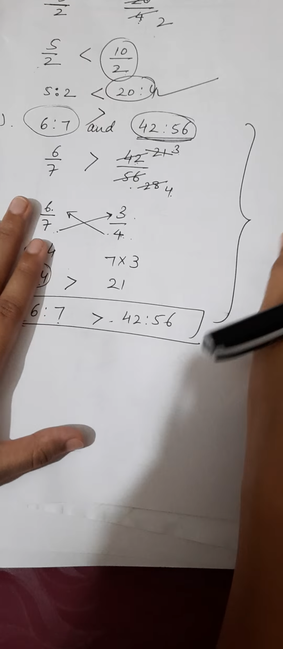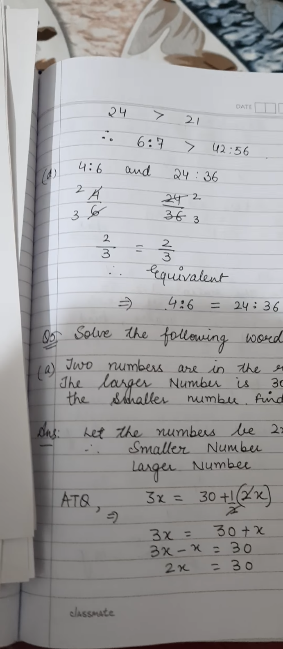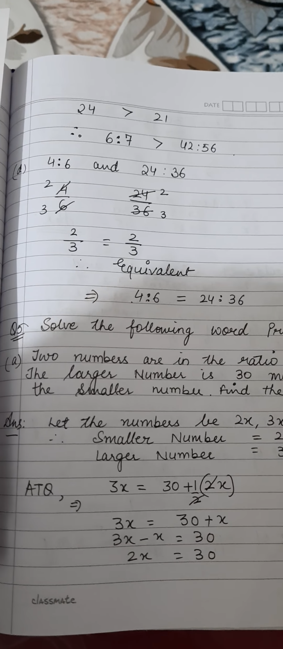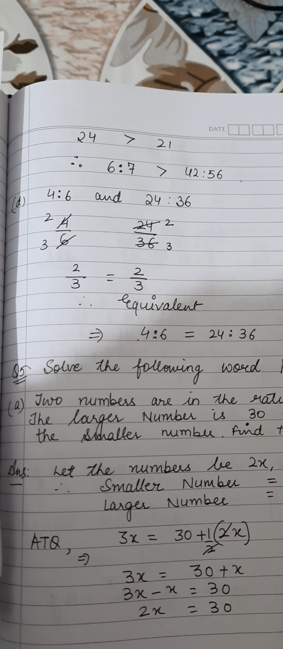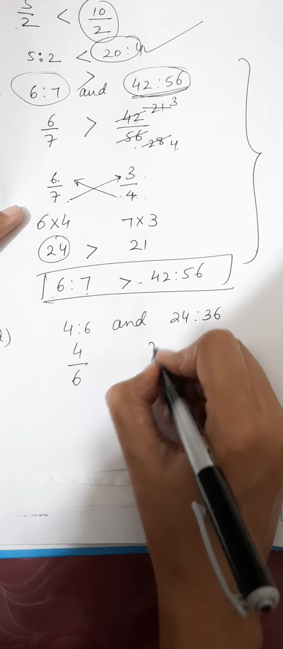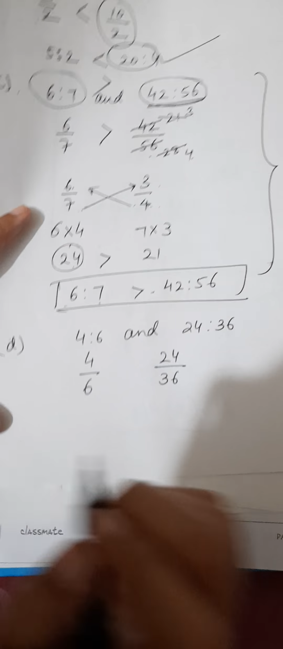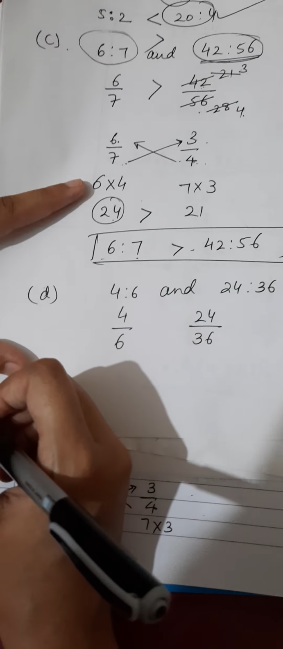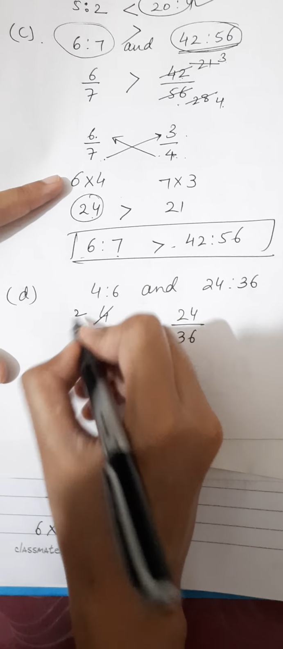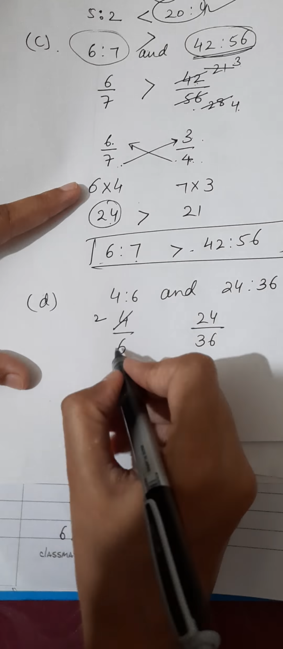Okay, now let's move to the D part. Now in D part also again 4:6 and 24:36. Now this is the question. 4/6, 24/36. Let's firstly cancel them and make them into the simplest ratio. 2 2s are 4, 2 3s are 6. Now let's do this. 12 2s are 24, 12 3s are 36. 2/3, 2/3. Now it is coming the same.